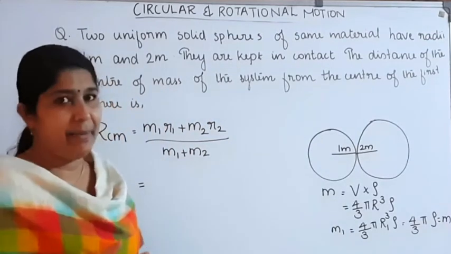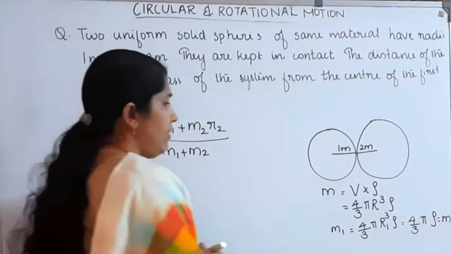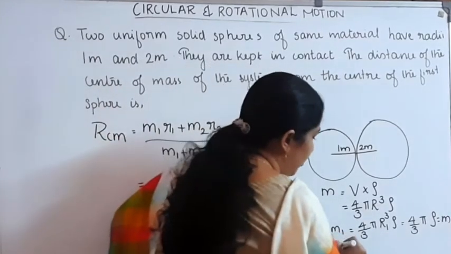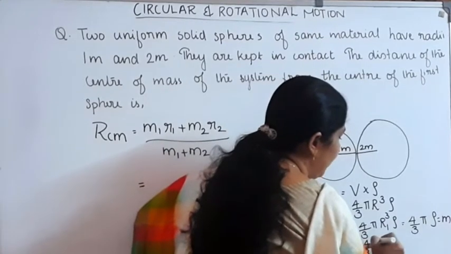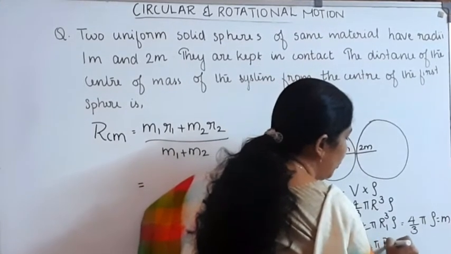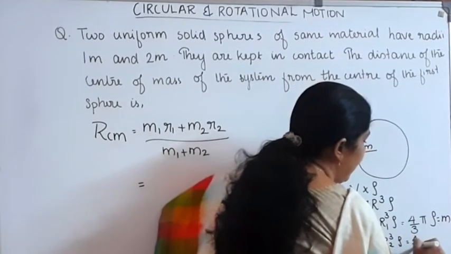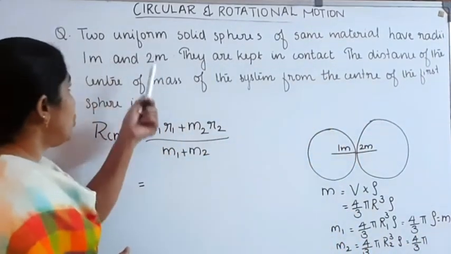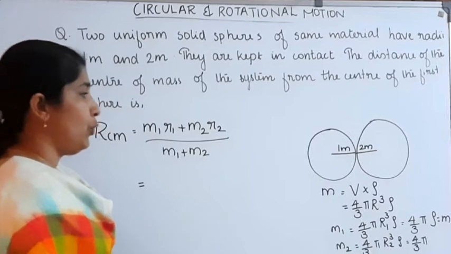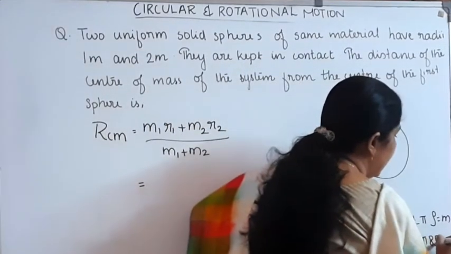Then what about the mass of the second sphere? The same way we can find M2. M2 is equal to 4 by 3 pi into R2 cube into rho. That's equal to 4 by 3 pi into 2 cube, since R2 is equal to 2 meters, into rho. That's equal to 8 rho, which is equal to 8M.